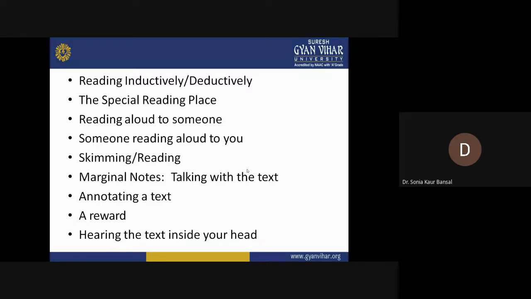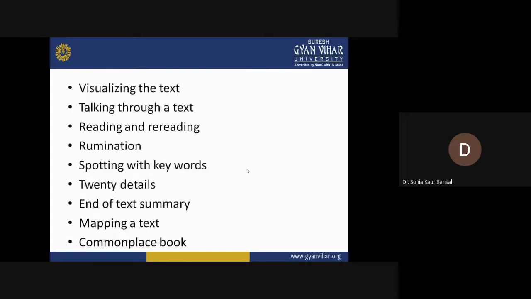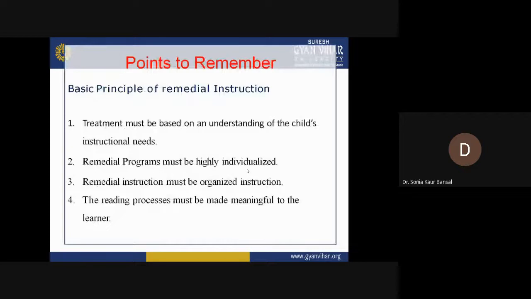Talking with the text is something where you must use your knowledge in talking to the text. Annotating a text, a reward, hearing the text inside your head. Then visualizing the text, talking through a text, reading and rereading, read and practice. Rumination, spotting keywords, details, end of text summary, mapping a text. So these are some really good ways to remember.